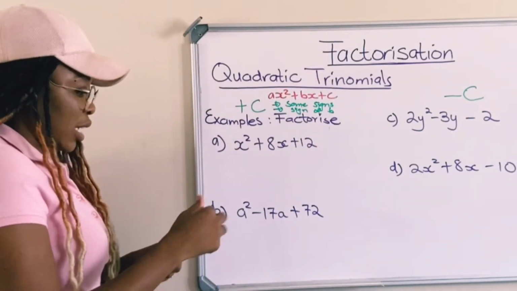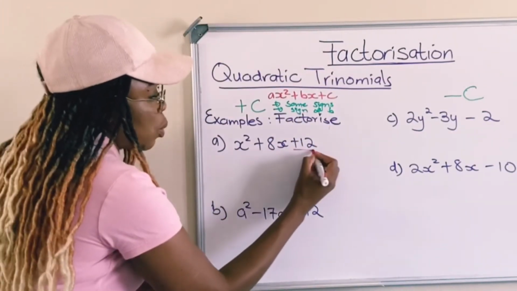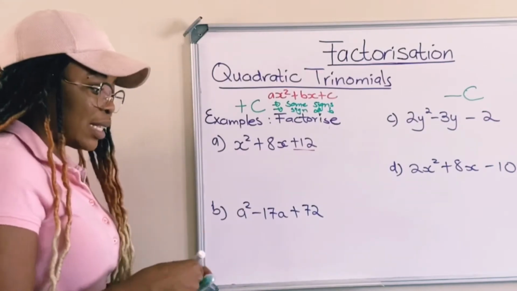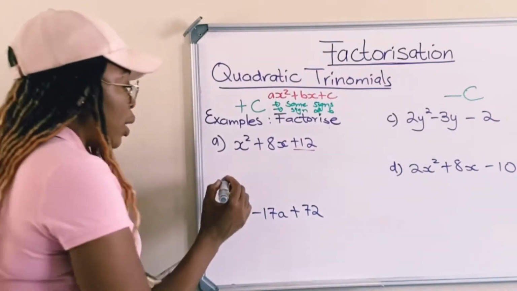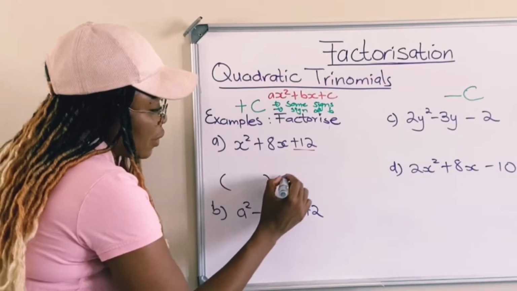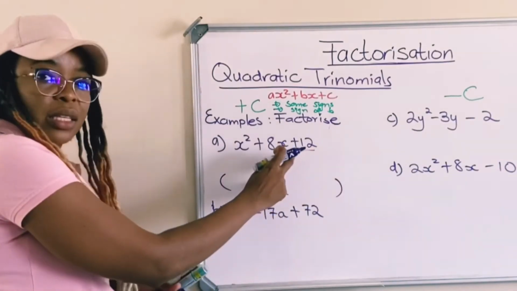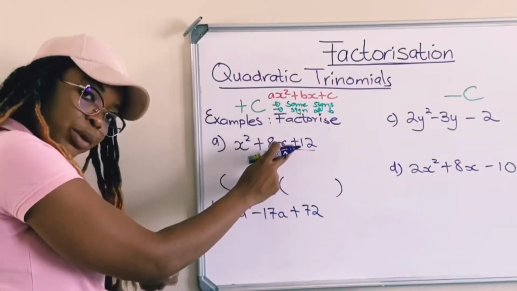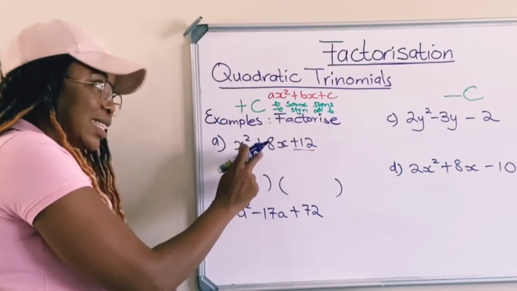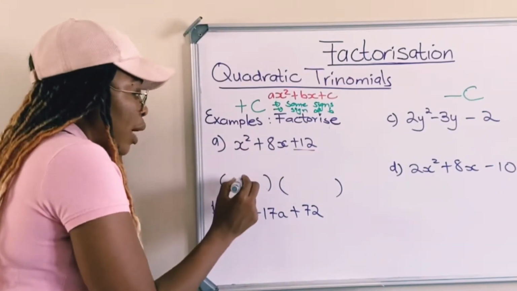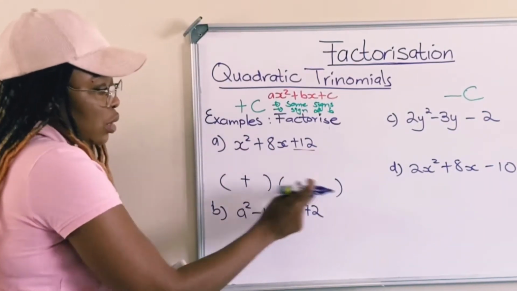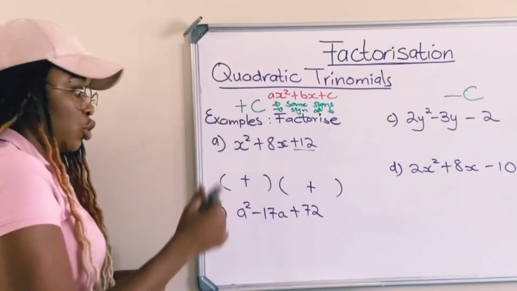So by that I just mean, like here, we see it's positive in front of c. So what is that telling us? It's telling us that we will have two brackets. Those two brackets will have the same sign. That's what positive c means. And that sign is this sign. So it means we will have a plus and a plus. We just need to see what we are going to put there. And I'm going to show you how.